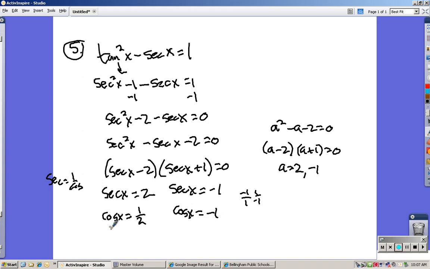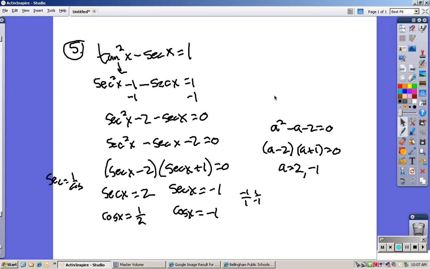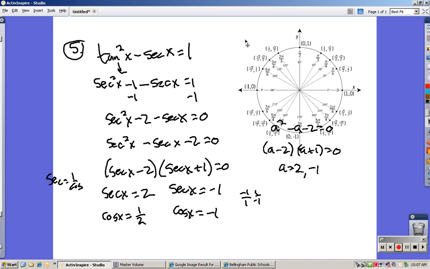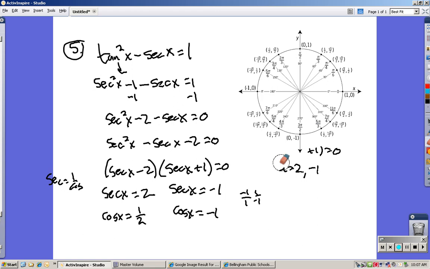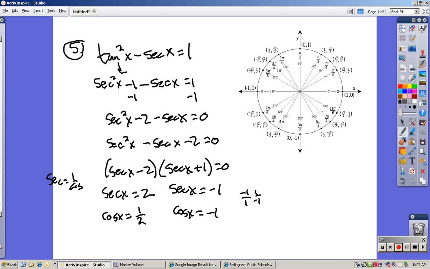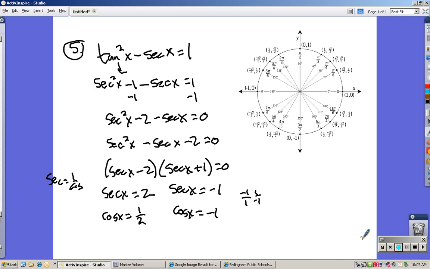So now I just have to find when is cosine 1/2, when is cosine negative 1, and I might know those. I might use my calculator. I might look it up on my unit circle. Let me make a little space here. So cosine, as we know, associates with x. So what I want to know is when is x equal to 1/2, and it looks like it happens here and here. And then when is x equal to negative 1, and it looks like it only happens in one place, which is right here.